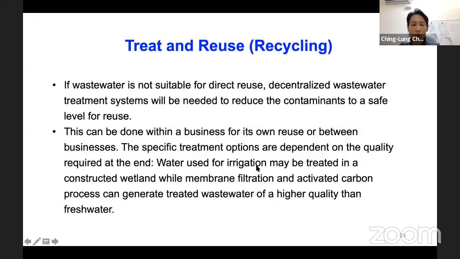The water used for irrigation may be treated in a constructed wetland, while membrane filtration and the activated carbon process can generate treated wastewater with a higher quality than fresh water. Okay, so it means if you recycle the water and you are hoping to have highly purified wastewater, then you can add more advanced wastewater treatment technology, for example, membrane filtration or activated carbon adsorption. Okay.